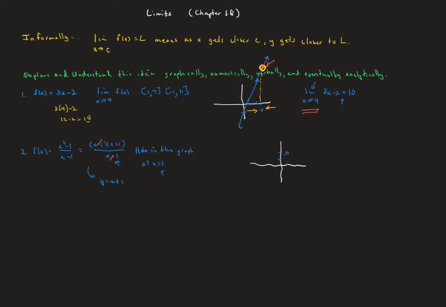I'm going to put the hole there. So it's going to look like a line with y-intercept 1 and slope 1, except that it's going to be missing that point right there. Now, how does that affect the limit?